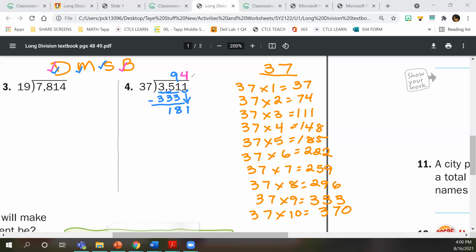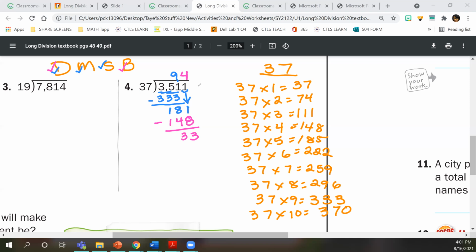Now it's time to multiply. 37 times 4 is how much? 148. You guys are seeing how that toolbox is helping, right? So now I have to subtract, and go ahead and do this on your paper real quick. 181 minus 148. 181 minus 148. Don't forget about your regrouping, guys. You can tell me. 33. All right. So we have 33.